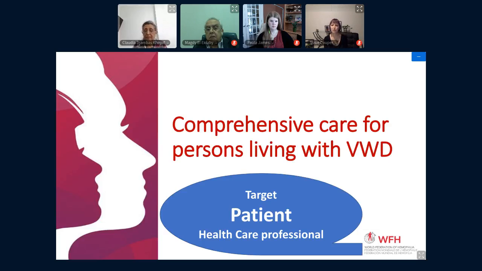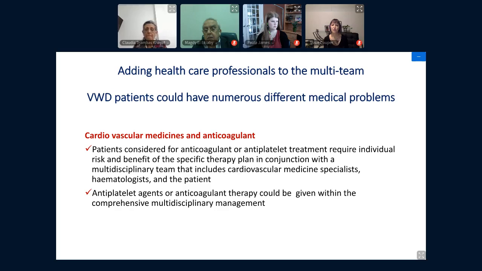Then I would say that what is certainly needed is comprehensive care for persons living with von Willebrand disease. And here we have to target patients in our country, for example, and healthcare professionals also. Why a multidisciplinary team? Because we know that a von Willebrand patient could have numerous different medical problems. For example, we can have a cardiovascular problem and we need an anticoagulant, and then we have to decide what to do.